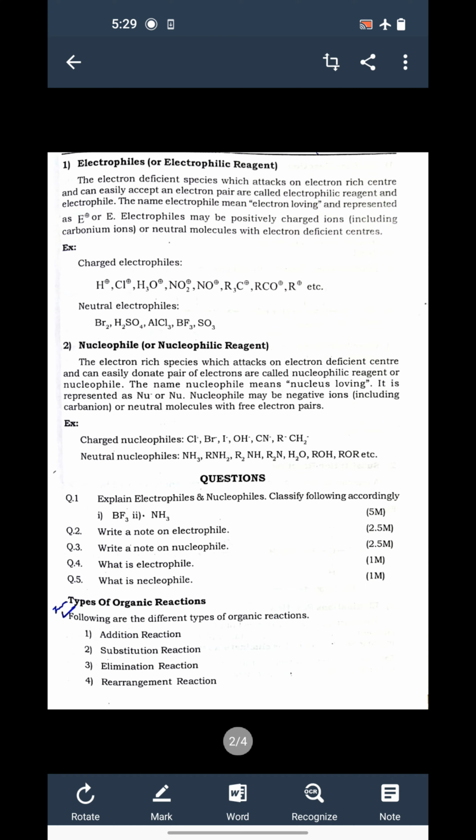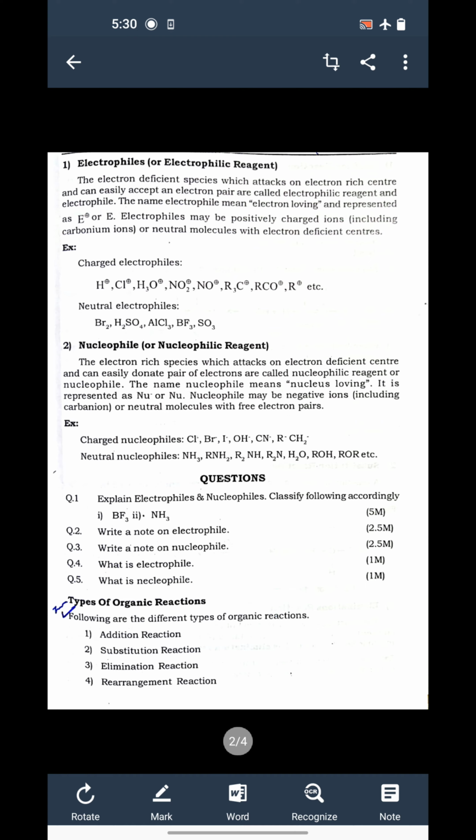But we also have some species like NH3, RNH2, R2NH, R3N, H2O. Here you can see that nitrogen has a lone pair of electrons, and in the oxygen containing species oxygen also contains a lone pair, and with the help of this lone pair they can form a bond, and therefore these neutral species again get attracted towards electron deficient species.